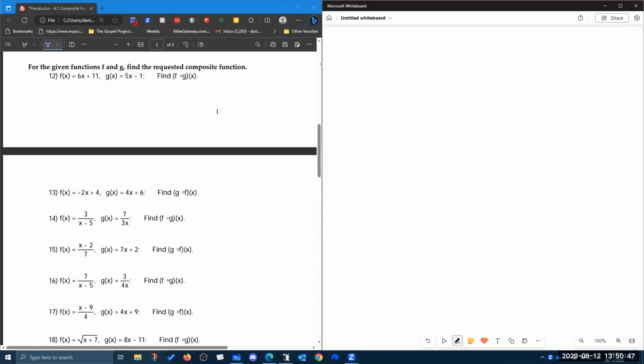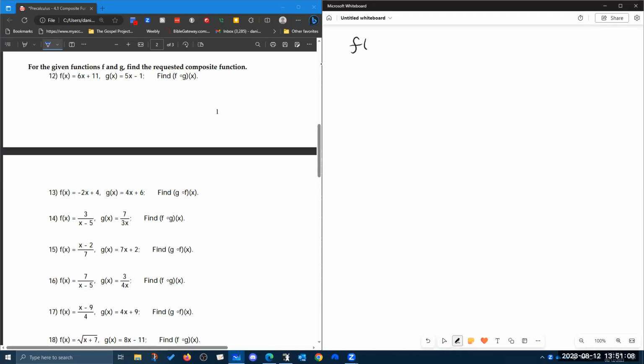In our last video, we talked about evaluating composite functions where we were trying to get a numerical answer. This time we're going to try and find a composite function which will be an equivalent function to the composite. Let's see if I can do an example here and explain to you what I mean.